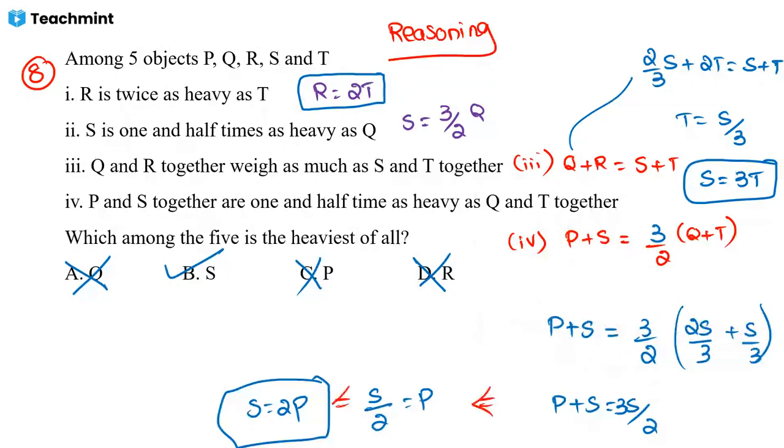Right, so one by one: as S is more than Q, Q cannot be the largest. R is more than T anyhow, that's why T is not there in the options. Going forward, S is 3T and R is 2T. Definitely S is more, so R is not. R eliminated. Then we tried the relation between S and P. We got S is more. So one by one we eliminated, and we got S is the largest or heaviest. Right.